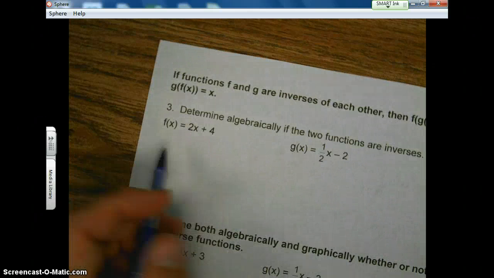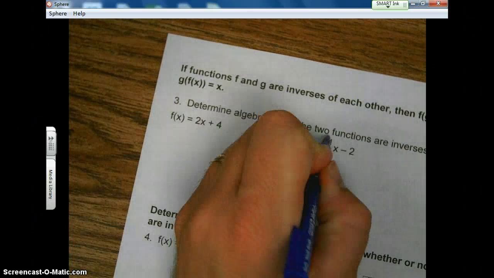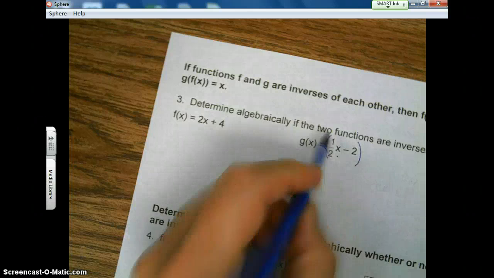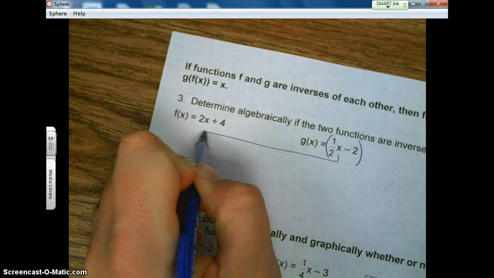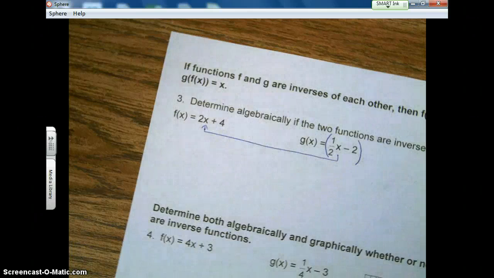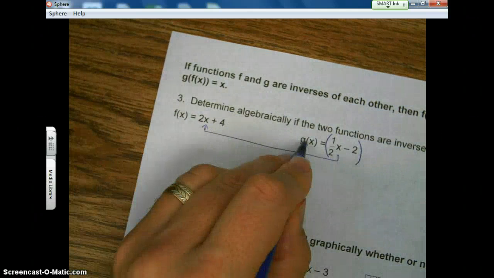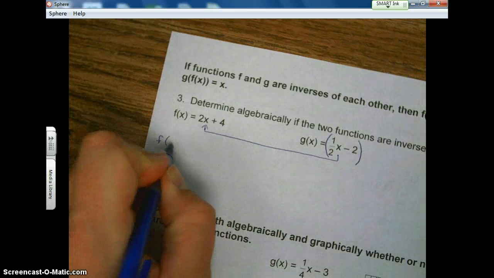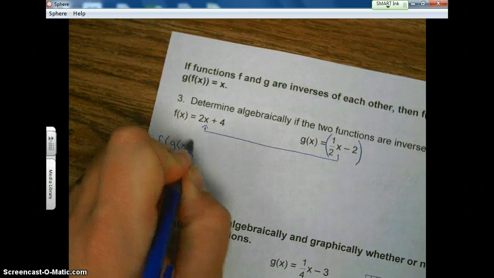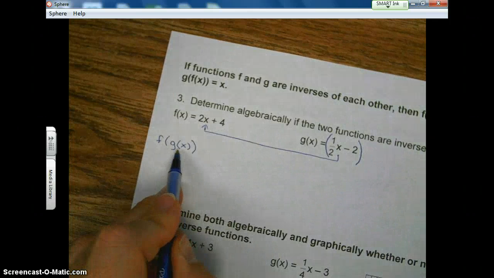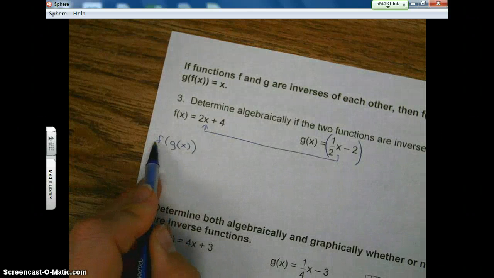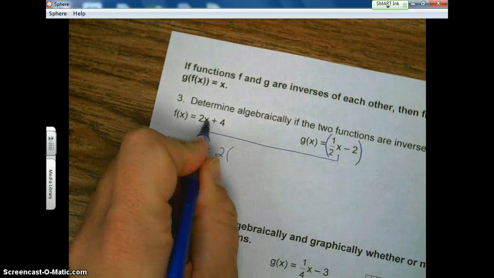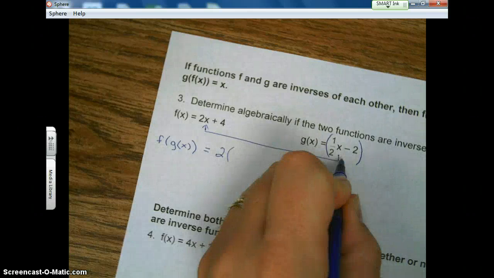Okay, so simply put, we're going to take this function here and plug it in to the other function for x. That would be plugging g of x into f of x. That looks like this. That's plugging g of x into f of x. So we would have 2. Okay, then for x, we're going to plug in g of x.